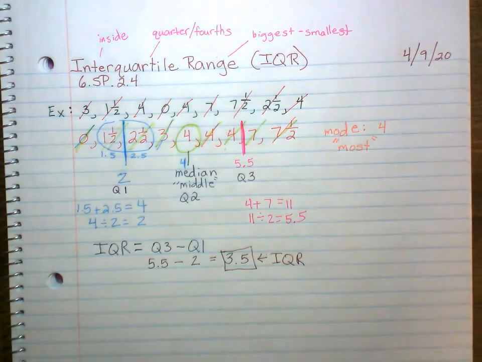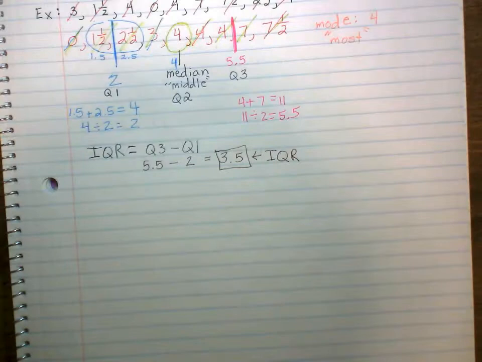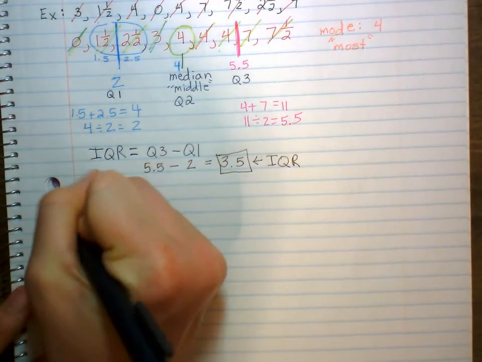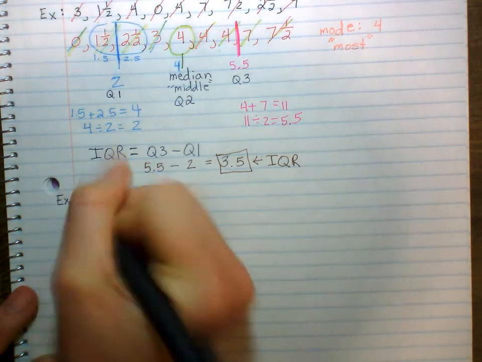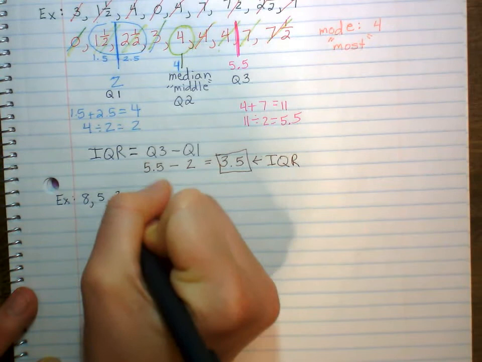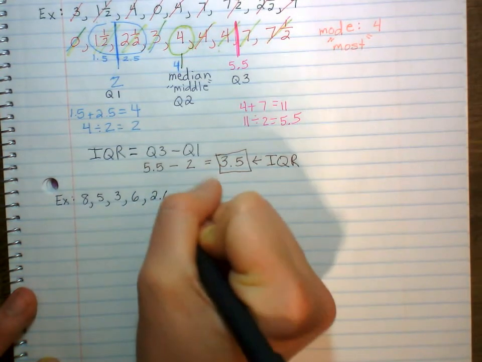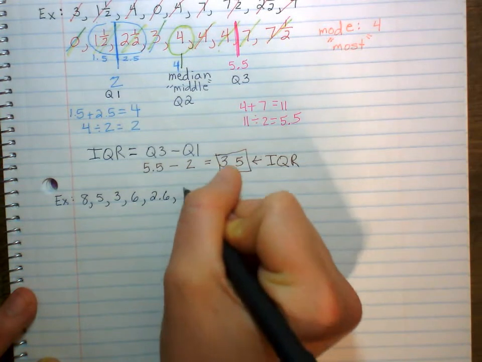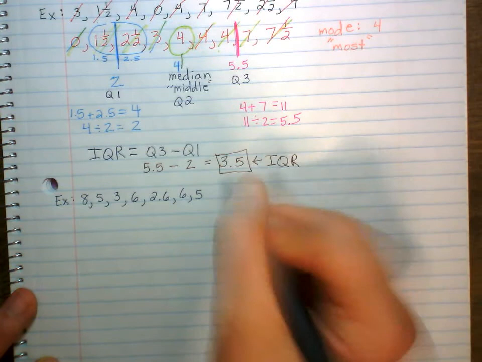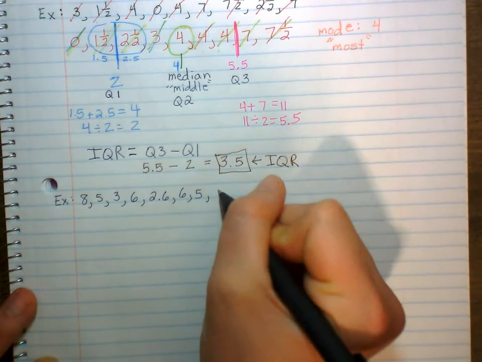All right, let's go on to example 2. We're going to have another list of data points. We have 8, 5, 3, 6, 2.6, 6, 5. And let me give you one more, 8.2.